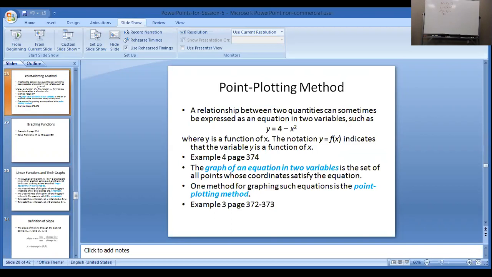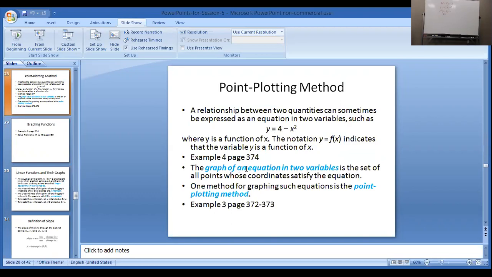Then, when we have two quantities, they can be expressed as an equation, like y equals 4 minus x squared. Here we say y is a function of x. Why do we say that? Because if the value of x changes, if I put different numbers for x, I get different values for y. So we can say f of x is equal to 4 minus x squared.